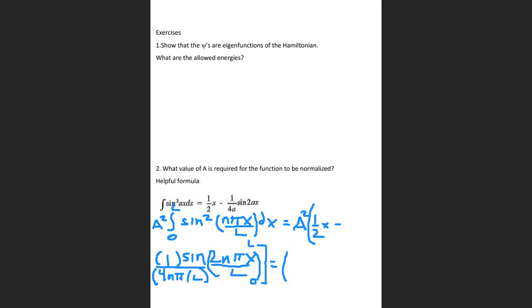Okay, if you look at the first term, that's 1/2 of L, plugging in L for x, minus 1/2 of 0, which is a 0. All right, minus 0.